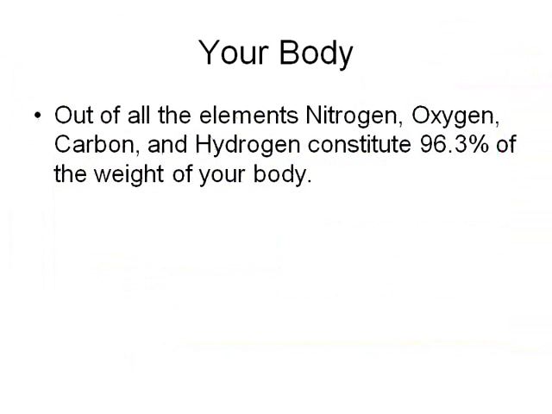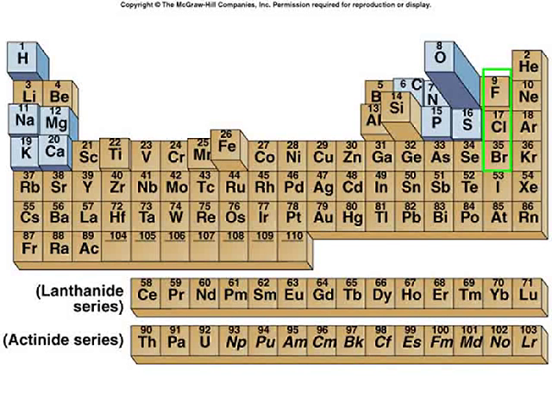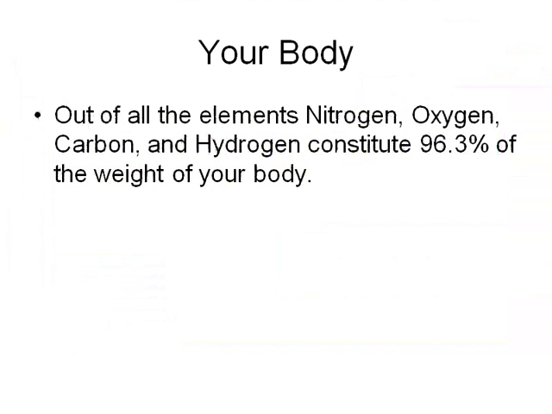Okay? Your body is mostly made out of nitrogen, oxygen, carbon, and hydrogen. That's 96.3% of your body. Out of the 103, which this is an old one, I think there are over 120 elements now. Out of 120 elements, you're really mostly just made up of 4. Okay? Nitrogen, oxygen, carbon, and hydrogen. That's the majority of the weight of your body.